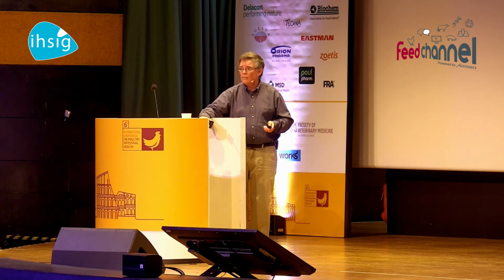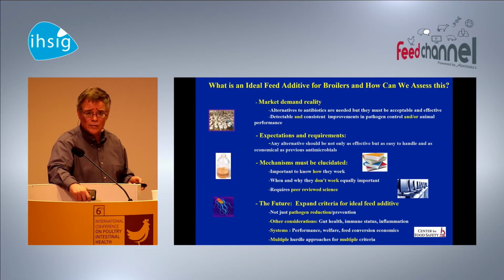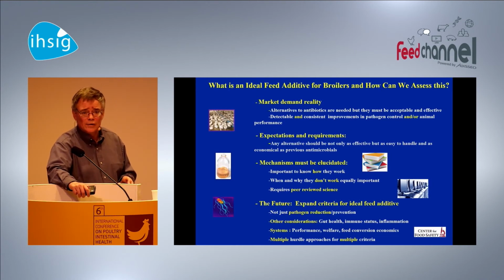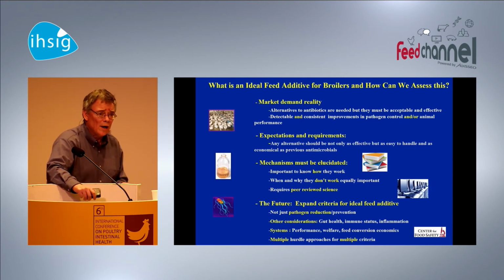Ideally, we want both if we can get it, but whatever we get needs to be a consistent response. We get the same thing every time. The producer out there that's growing those broilers is going to demand that, and if it's variable or it's anecdotal, it's probably not going to market well.